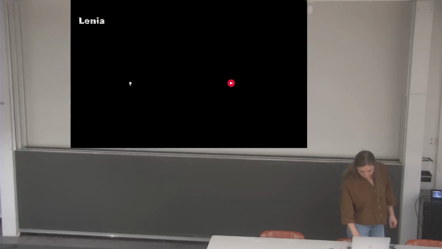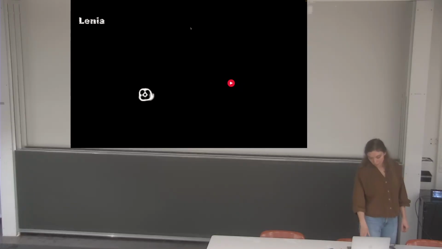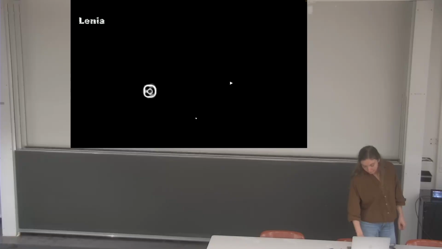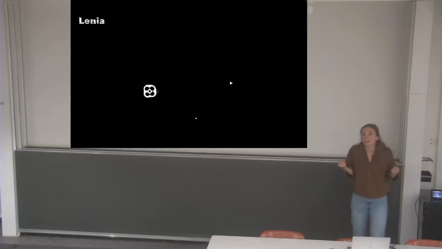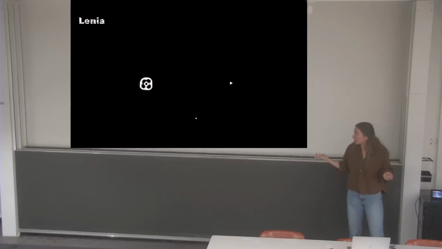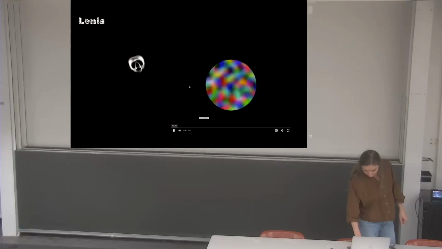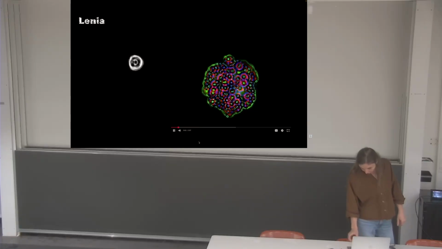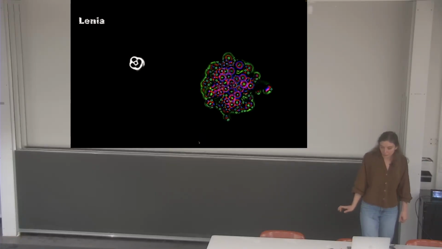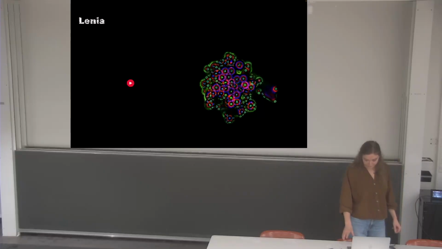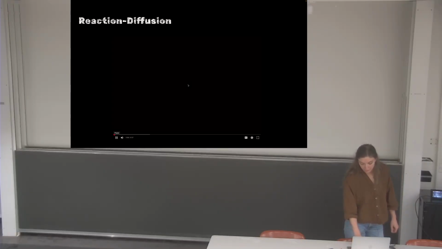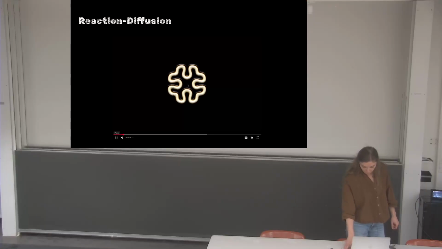And lastly, another version of continuous cellular automata that we will briefly look at is Lenia, which can be in some sense interpreted as a continuous version of game of life. Again, we can see the emergence of gliders with various properties and even multiple of them interacting. And we will also cover in more detail the reaction diffusion models that we have seen before.